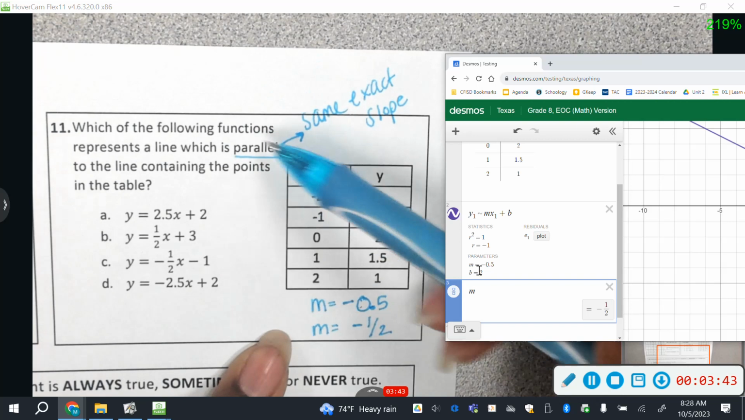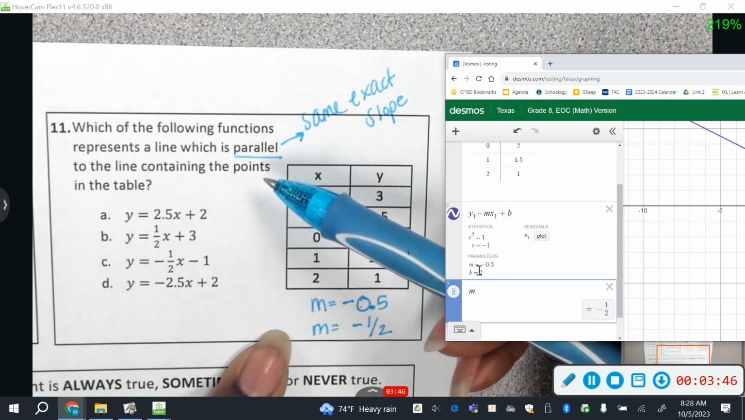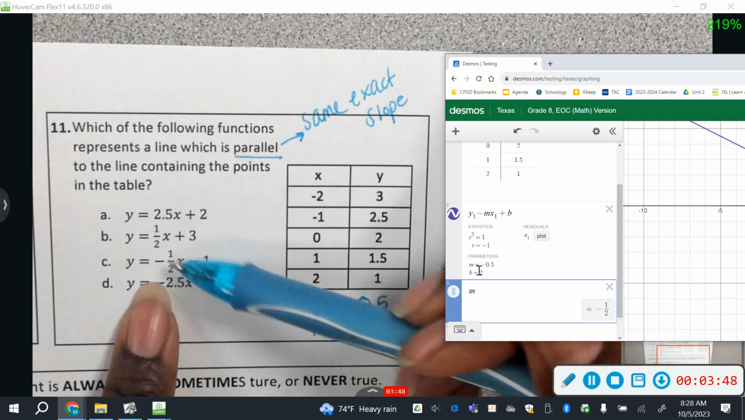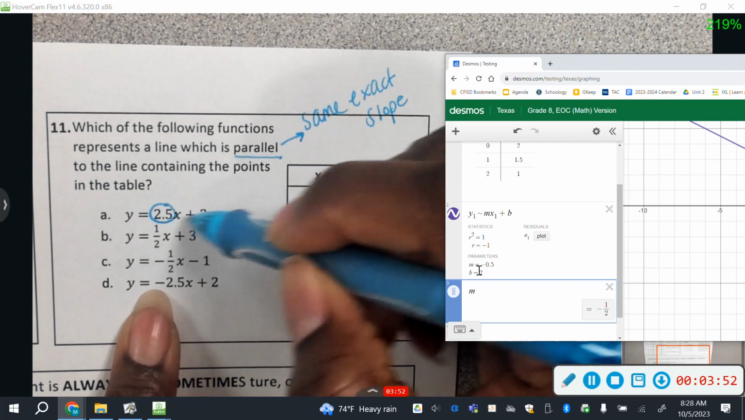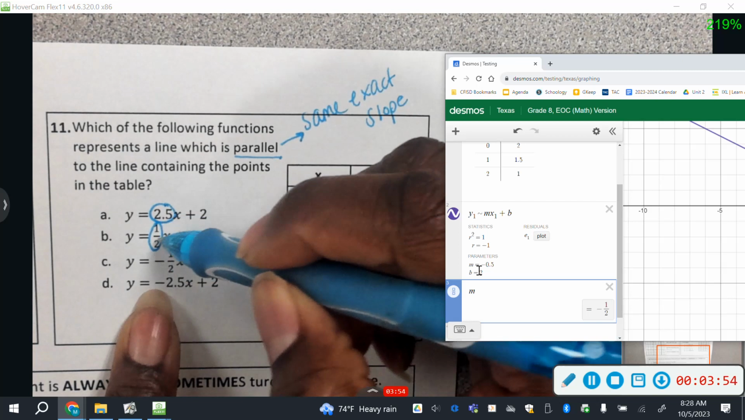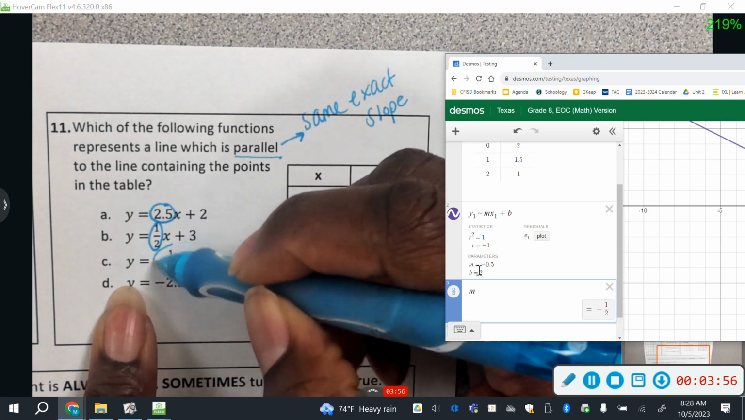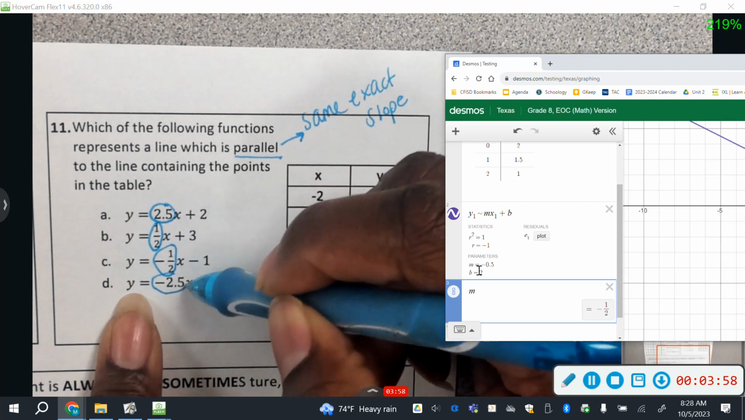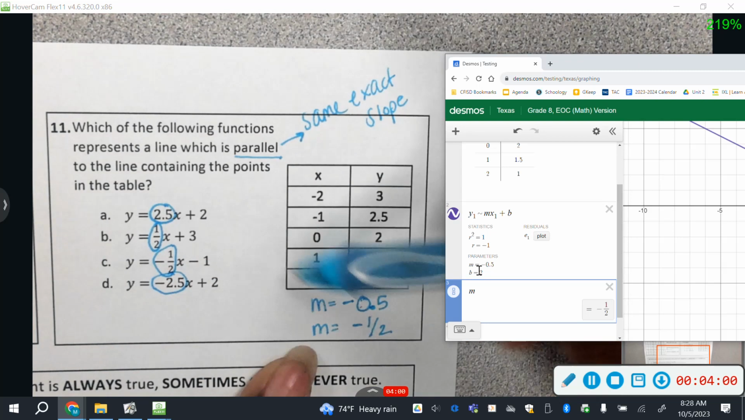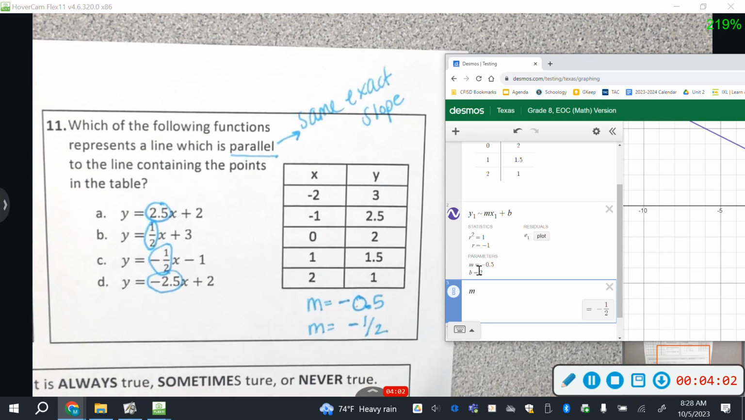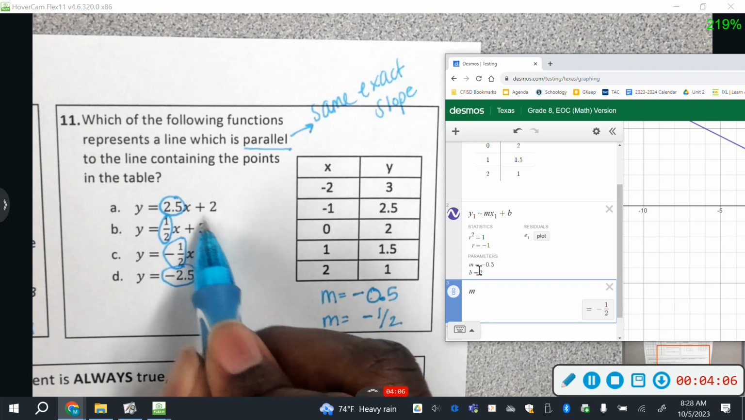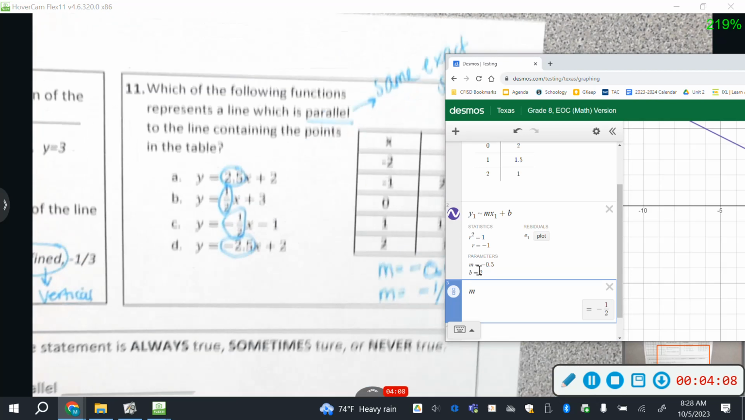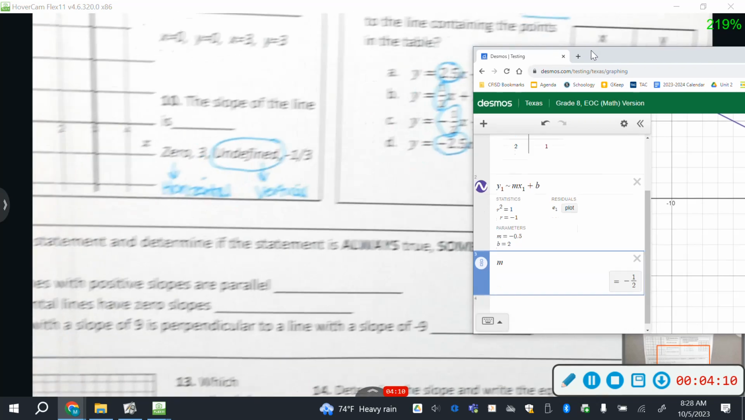So it said, let's go back and make sure we need parallel. Parallel means the slopes must be exactly the same. Remember, your slope is next to your x. Your slope is next to your x, as long as the y is by itself. So which one actually has a slope that is the same? Thank you. So please circle the full answer, whatever answer it should be. And we're moving on.